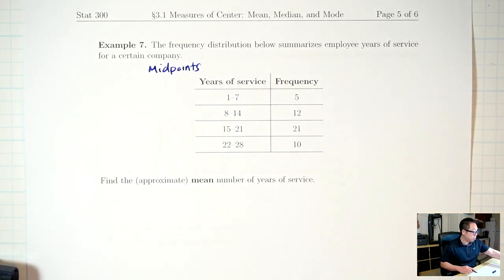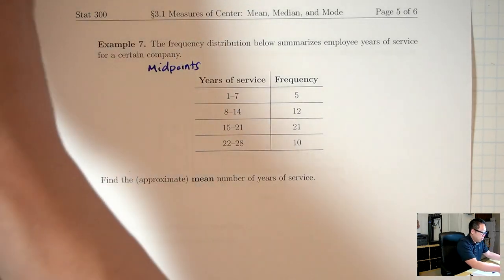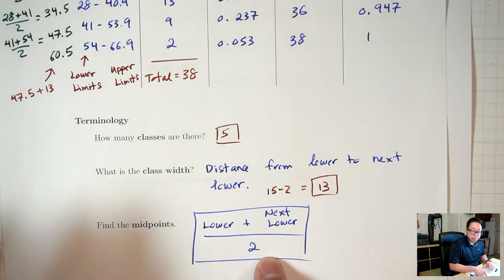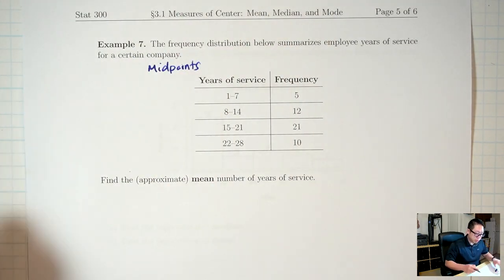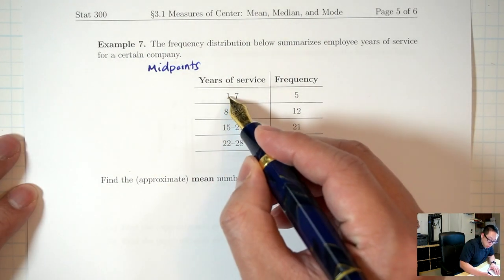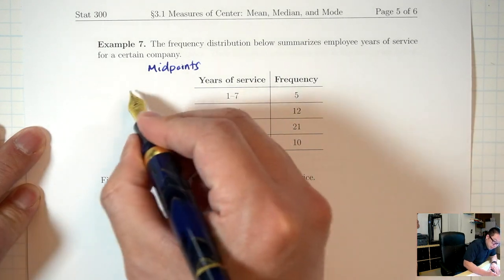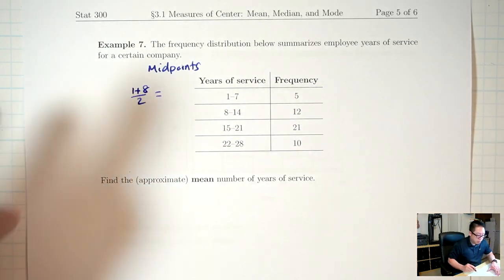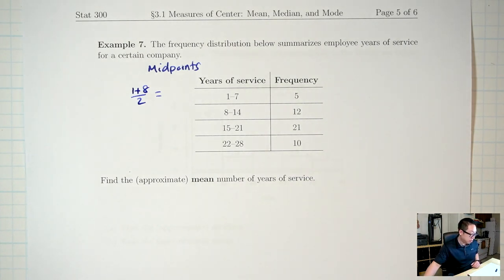And as a reminder, the way you find midpoints is back in section 2.2. Midpoints, lower plus next lower divided by 2. So lower plus next lower divided by 2 is going to be 1 plus 8 divided by 2. So 1 plus 8 is 9, and then 9 divided by 2 is 4.5, I think.